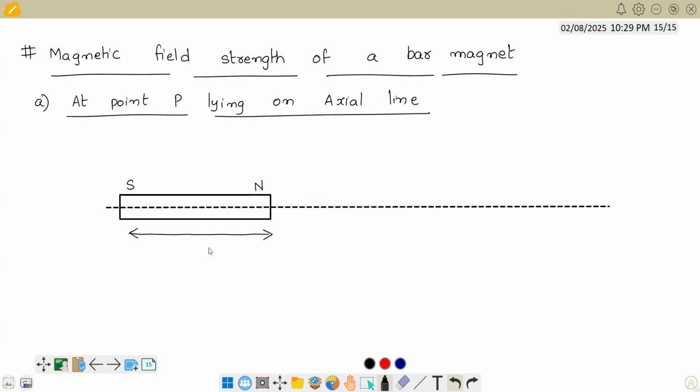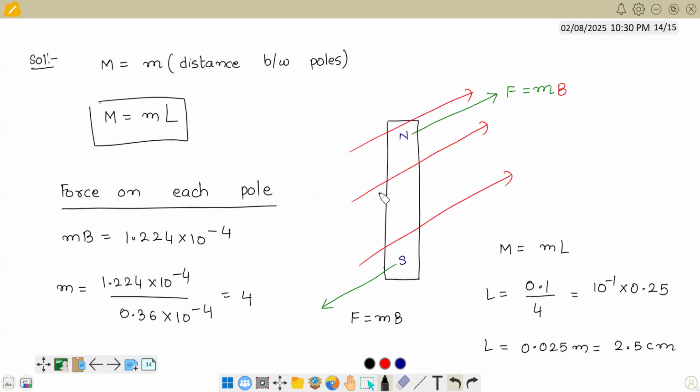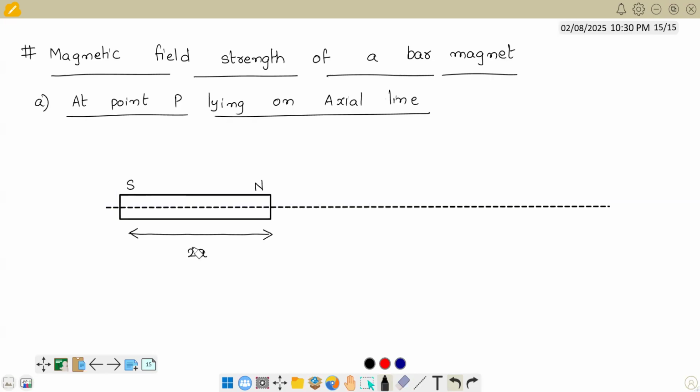is 2a. You might wonder, why are we taking the distance between the poles as 2a? Why can't we take it as L, because in the previous problem we have taken it as L, right? We can take it as L, it doesn't matter. But if you consider 2a, the results will be easy to remember. Whatever results we get will be easy to remember. So the distance between the poles is 2a.